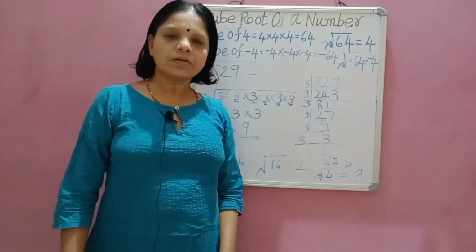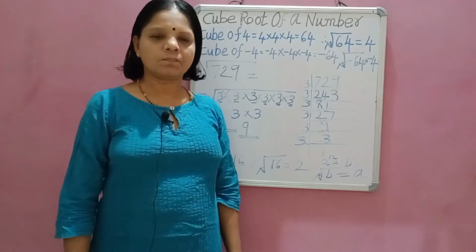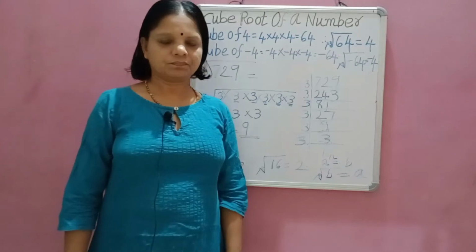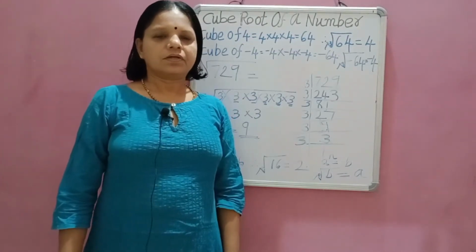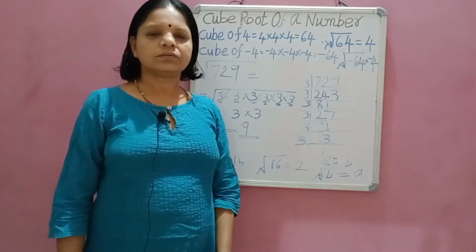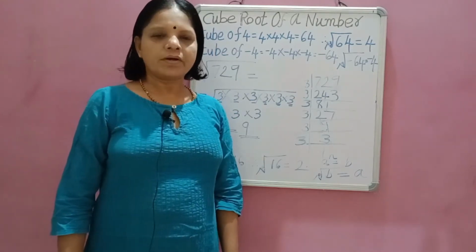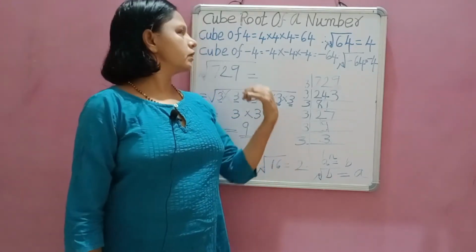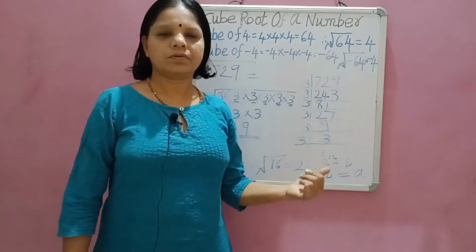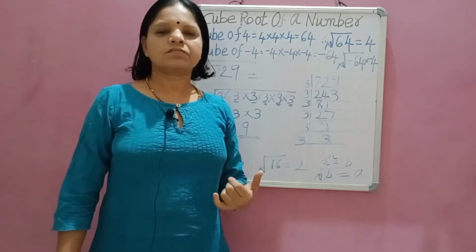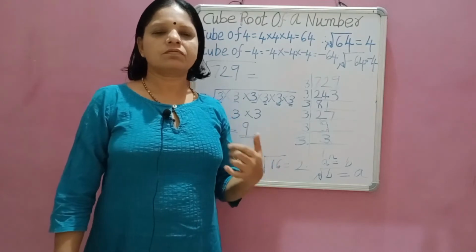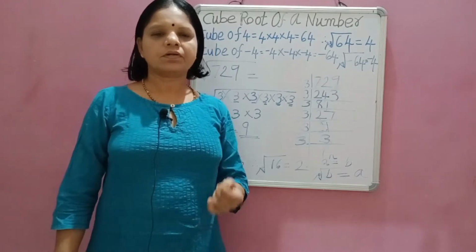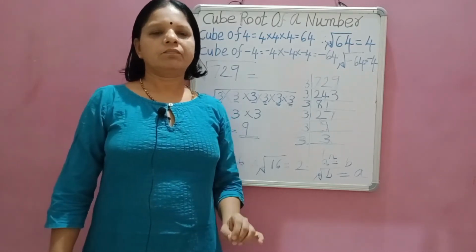So let us start today's lesson with a new topic, that is cube root of a number. What does it mean? You have studied square root of a number. Similarly, we can understand the cube root of a number. Square root is the opposite process of finding square. Clear? Square of a number is obtained by multiplying the number by itself.